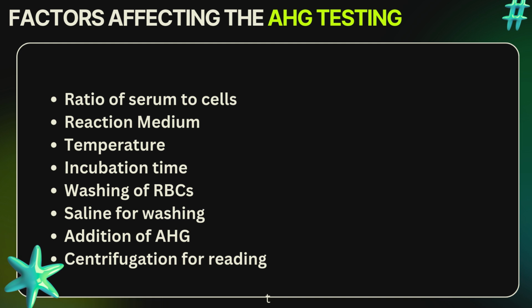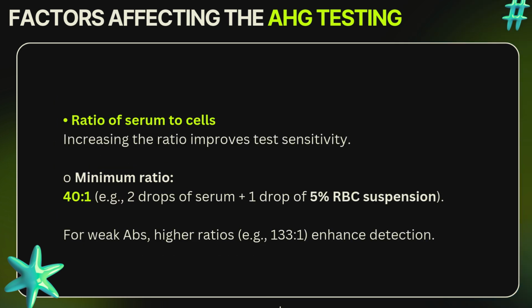Using the correct saline solution for washing is important for maintaining the integrity of the test. And the addition of AHG, or anti-human globulin reagent, is the heart of the test, linking antibodies to the cells. Finally, centrifugation helps in reading the results by promoting the binding of antibodies to red blood cells.